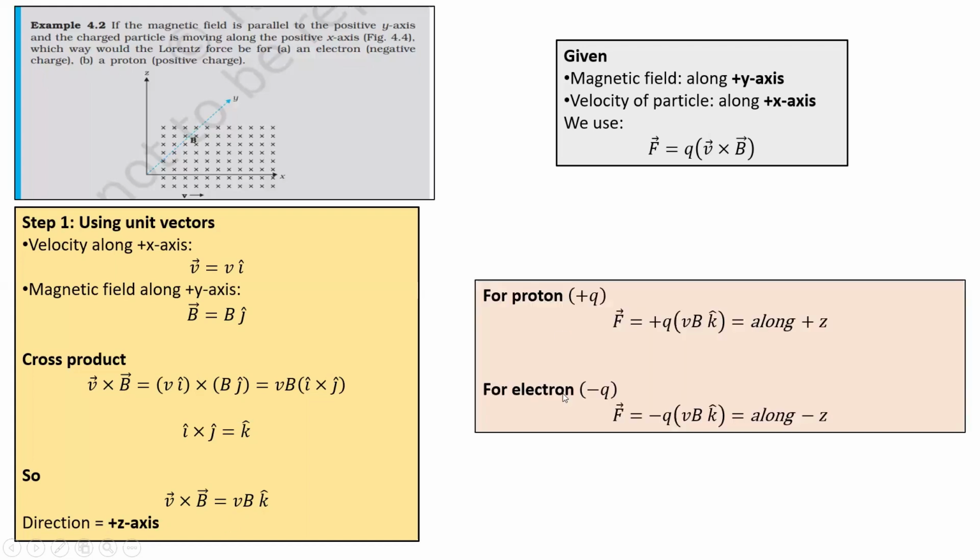Now we'll come to the question. For the proton, F equal to plus q into vB k cap, that is qvB plus k cap. So the proton force is acting along the positive z-axis. For the electron, charge is minus q, so minus qvB k cap. Minus k cap means the electron experiences a force along the negative z-axis.